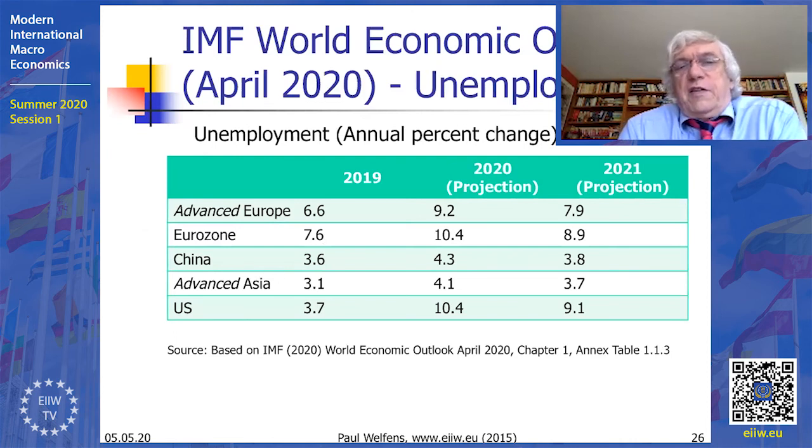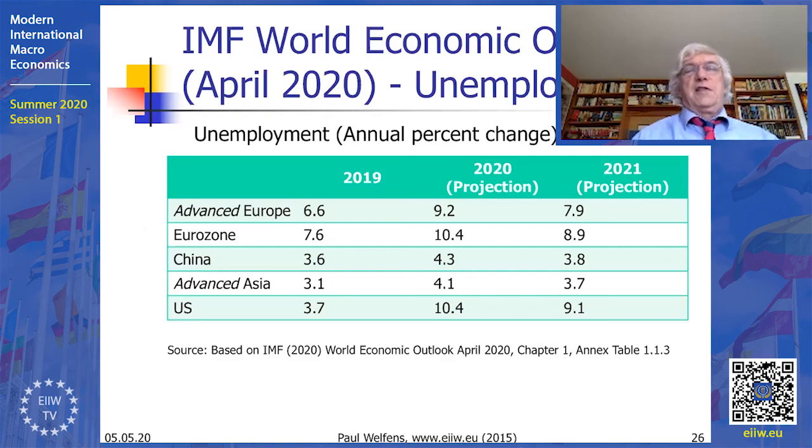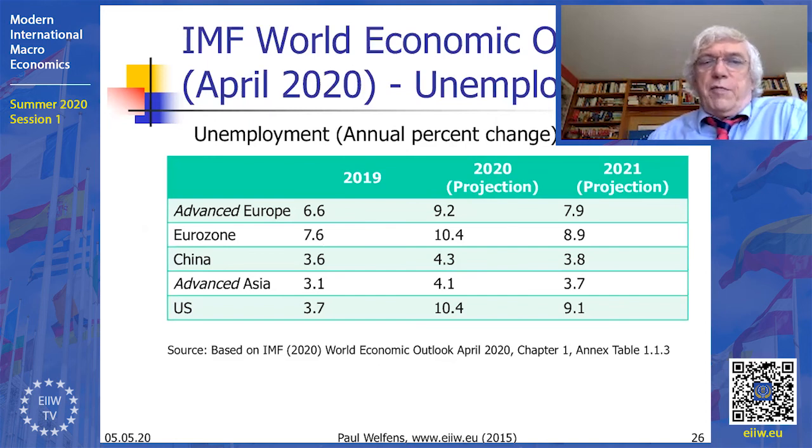Unemployment figures, that's not so dramatic. There is, of course, an increase visible here, and it's a very strong increase in the US from 3.7% in 2019 to 10.4%. But then in 2021, the unemployment rates will decrease.